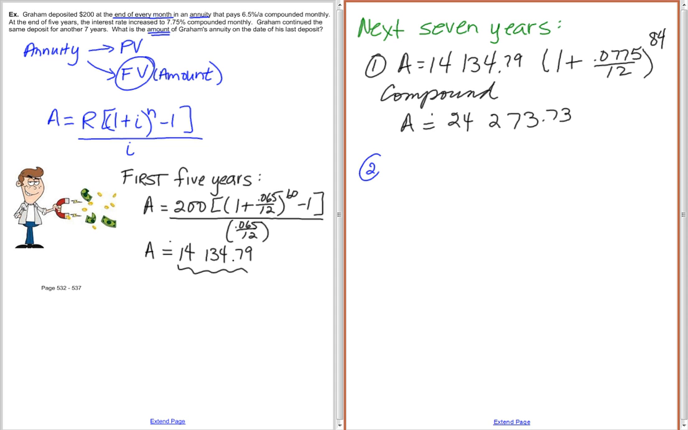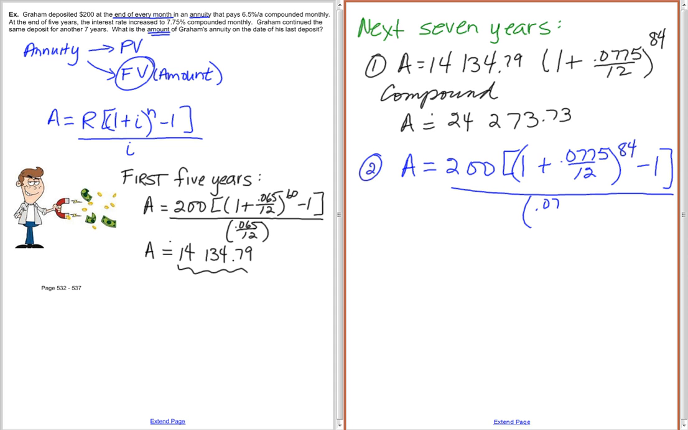But Graham continues to make regular deposits into that new rate. So he is going to continue to deposit $200 at the new rate for 84 months. At the new rate, there we are. So he continues to have an annuity, and that totals $22,213.29.